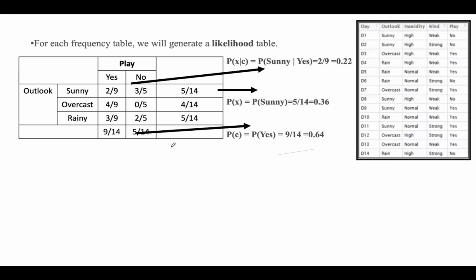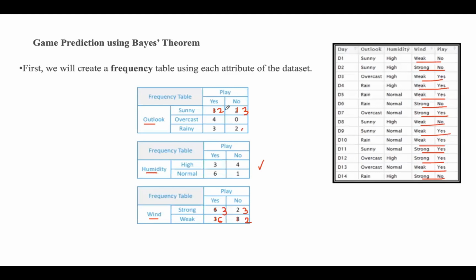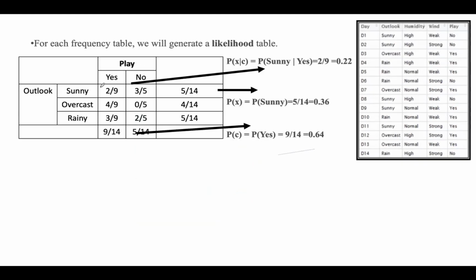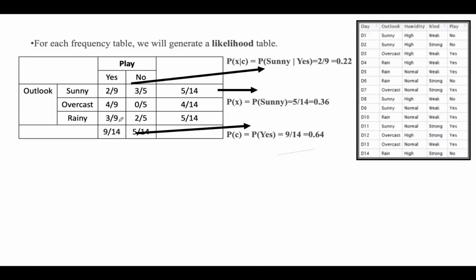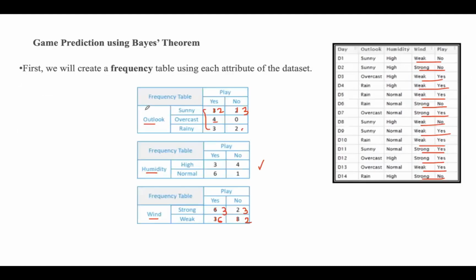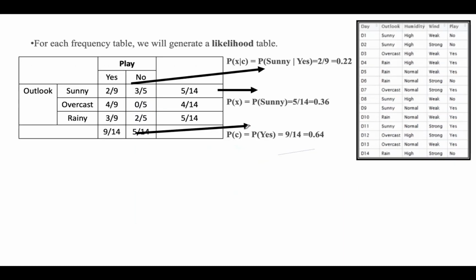So here you can see the likelihood, how we generated. Earlier, sunny yes combinations are 2, and the total is 4 plus 2 plus 3, which is 9. So divided by 9. Similarly, overcast is 4, divided by the total 9. Rain is 3 by 9. Do the same for no also. No is 3 plus 2, that is 5. So 3 by 5, 0 by 5 and 2 by 5.